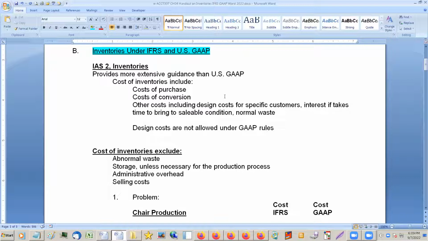Okay. There are some things in the inventories that are the same. There's some things that are different than US GAAP. And what we're going to do is, instead of just focusing on the differences, a lot of times it's easier just to work the problems out and then figure out what the differences are between them. And that's kind of what we're going to do here.